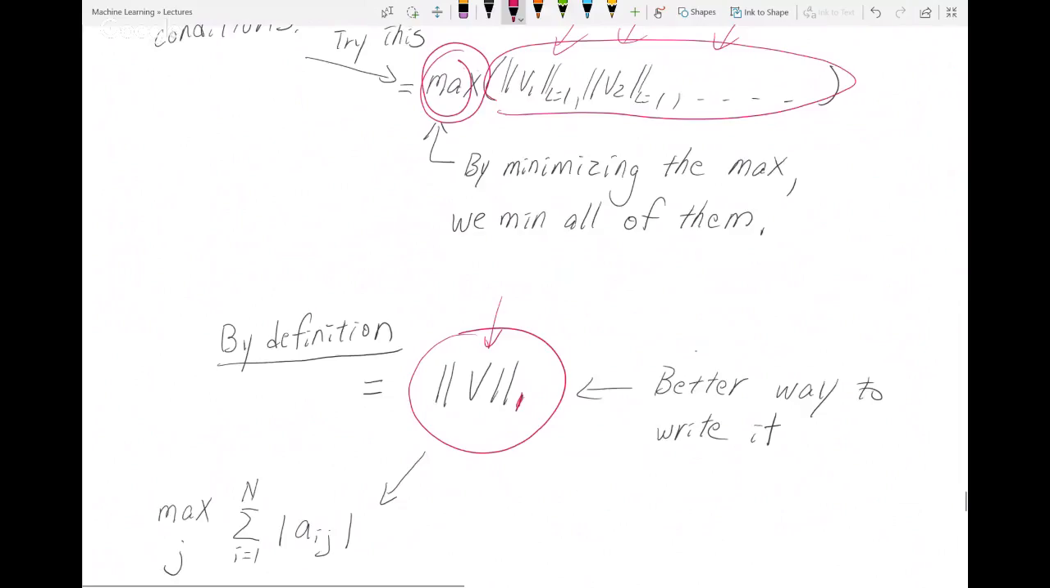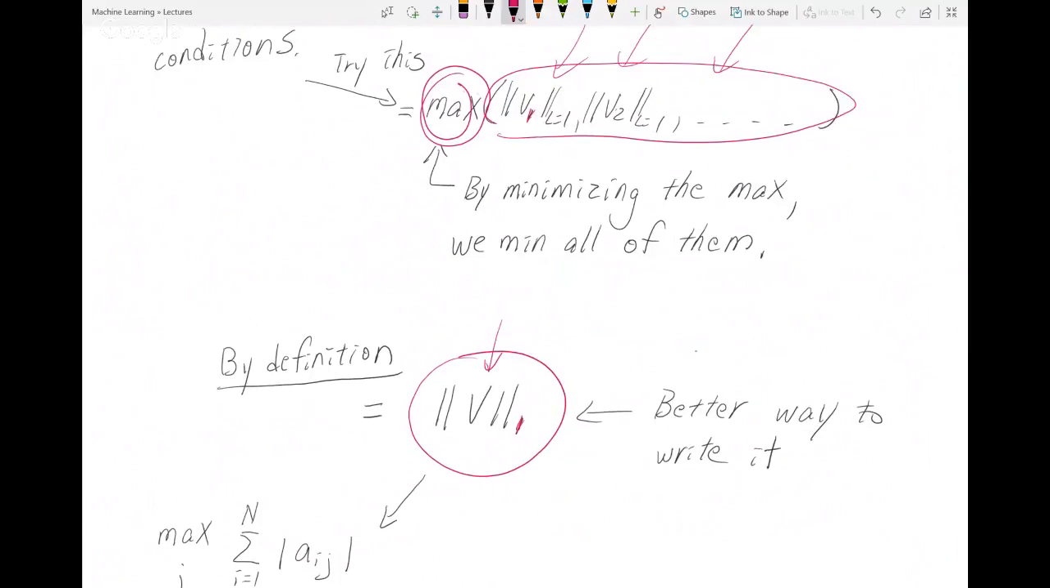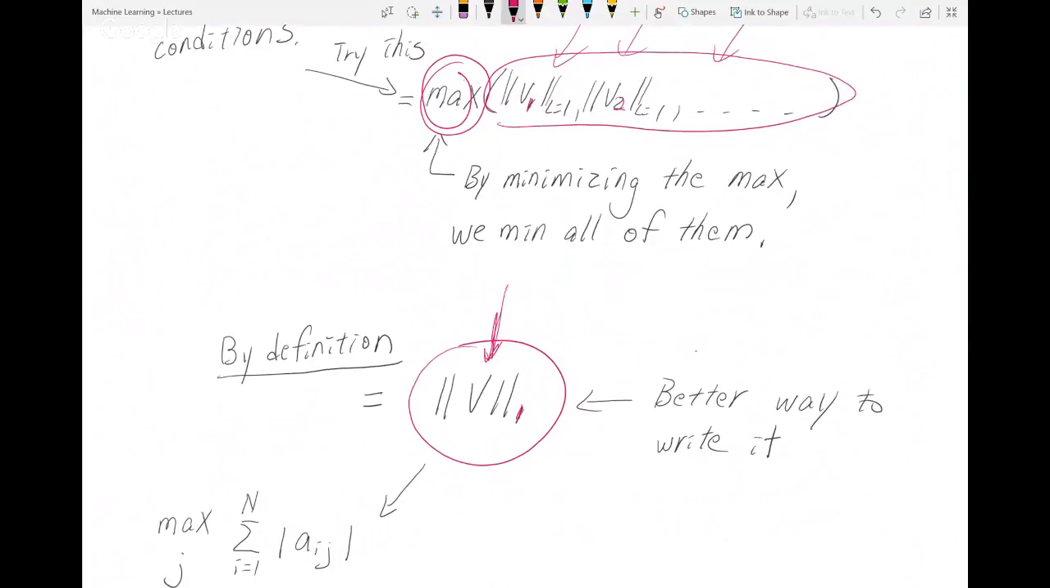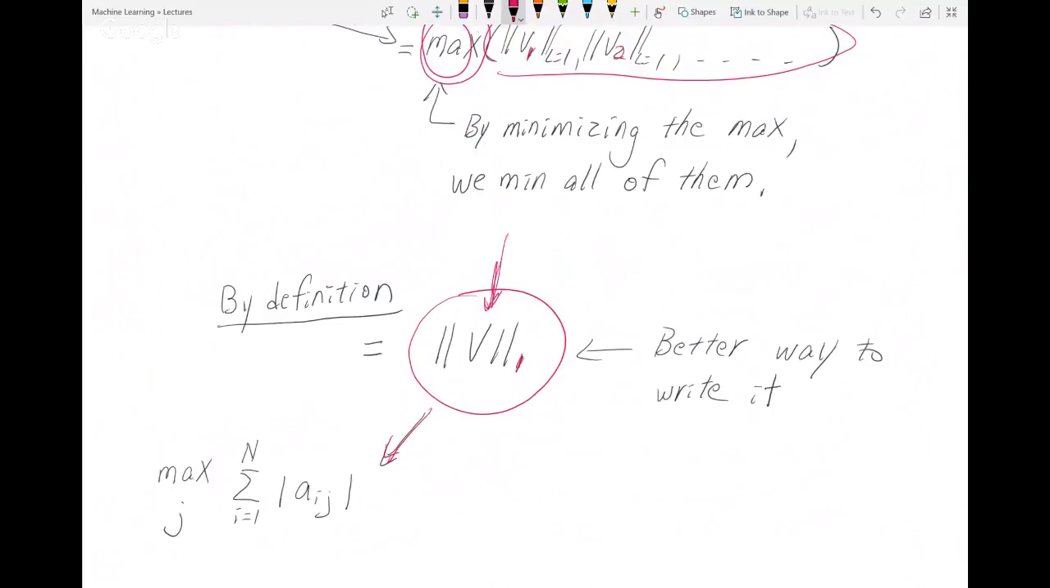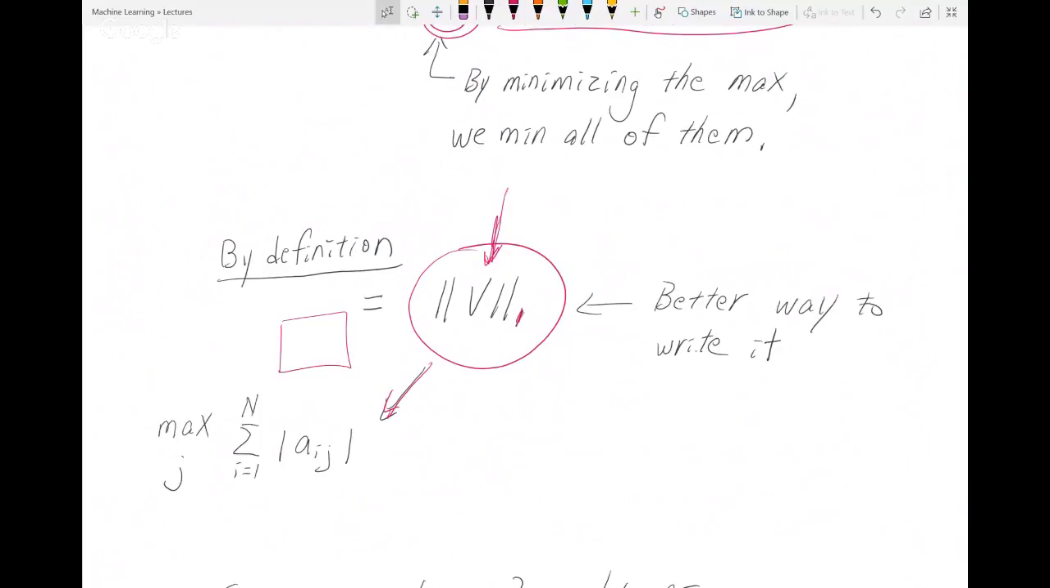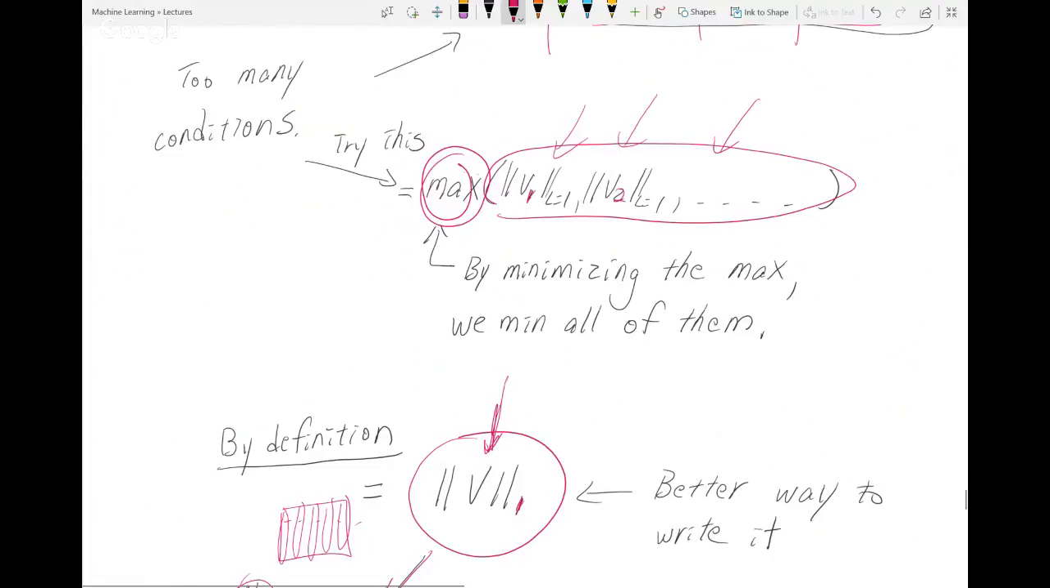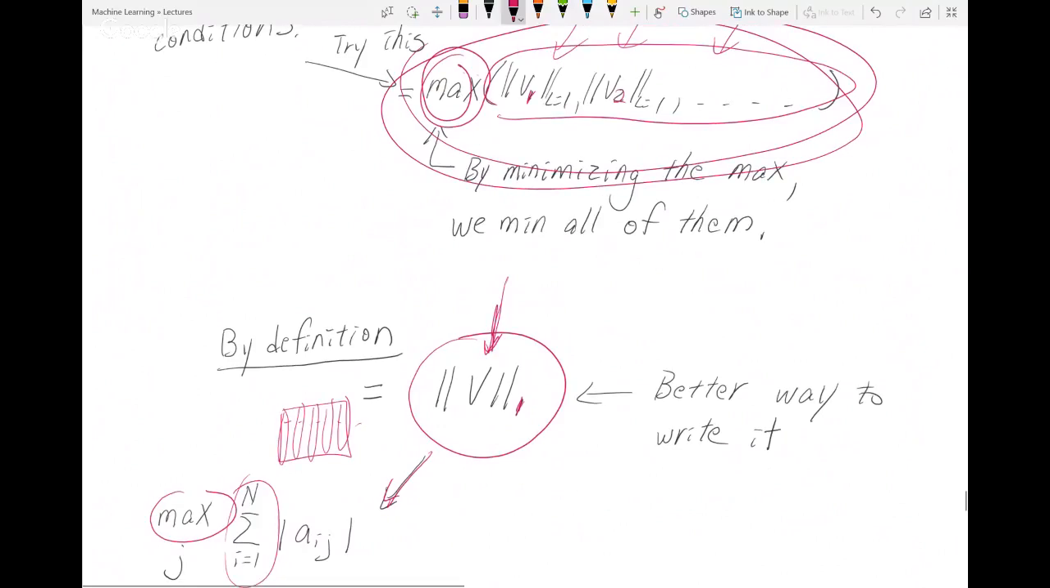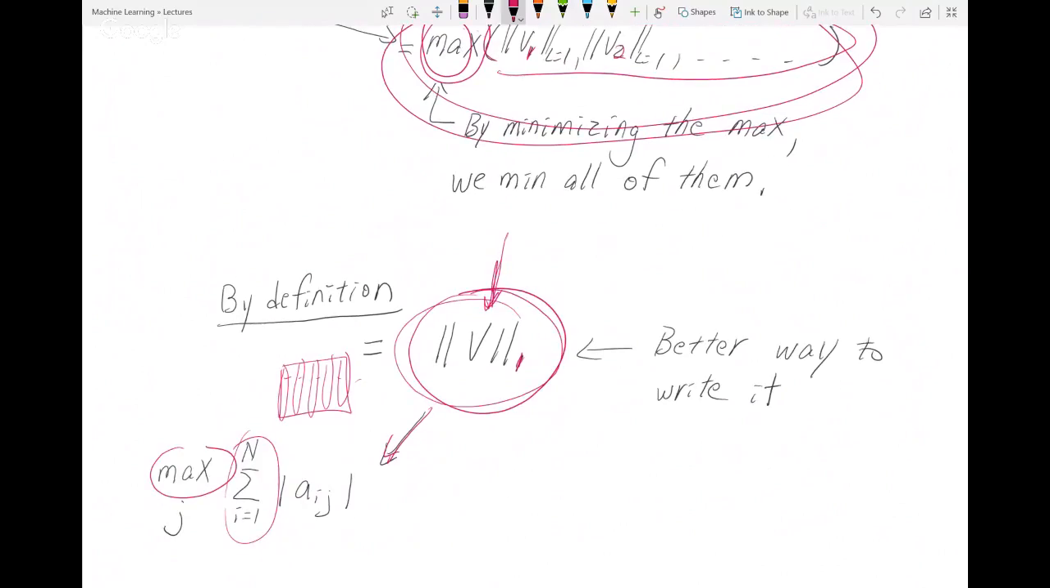So it's no longer V1, V2. This is the whole matrix. If you look at the definition, what we're doing is we're summing up all the i's, and taking the max out of all of them, which is essentially what we're doing here. So this is just a more compact way to write the same thing.